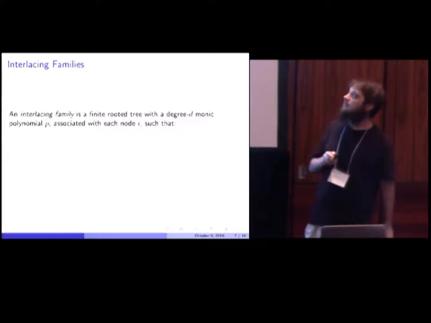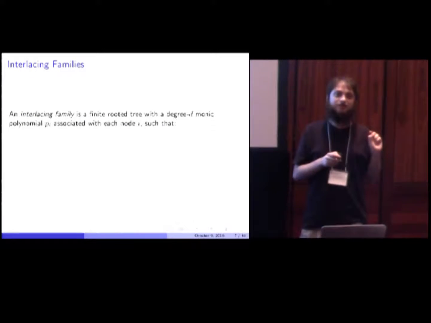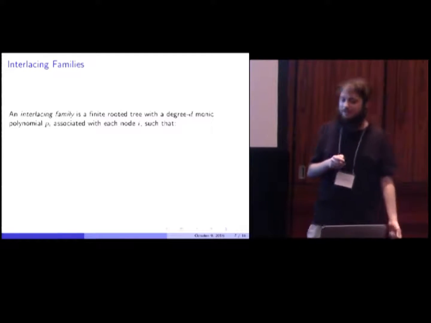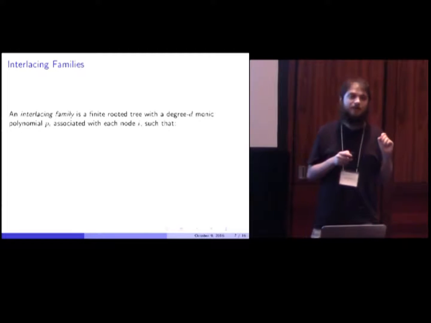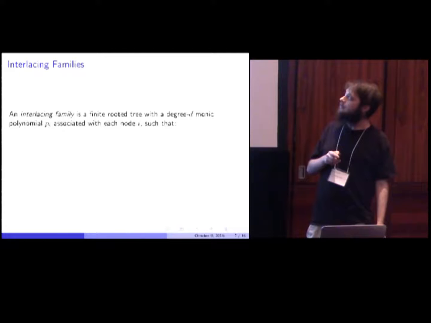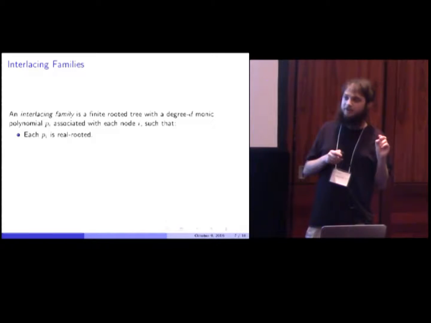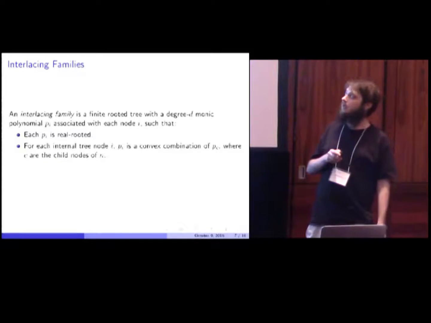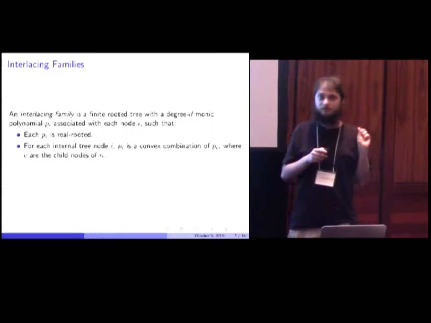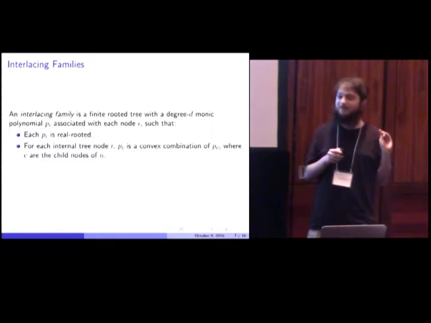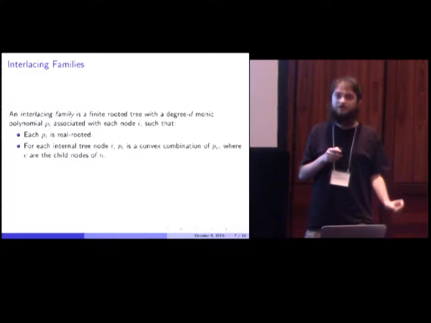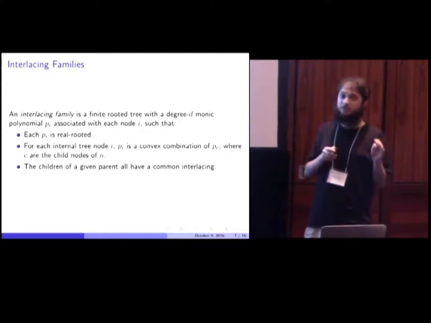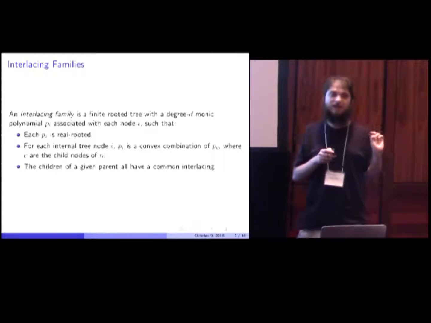Oh, yeah, okay. So interlacing families are kind of a generalization or an extension of a set of polynomials with a common interlacing. In this case, we look at a tree where every node of the tree is labeled with a polynomial. All these polynomials are required to be monic, of the same degree, and real rooted. Every internal node, so a node that's not a leaf, has some set of children. And every internal node is required to be some kind of weighted average, some kind of convex combination, of its children. And the children of any given node, any pair of siblings, are required to have a common interlacing.